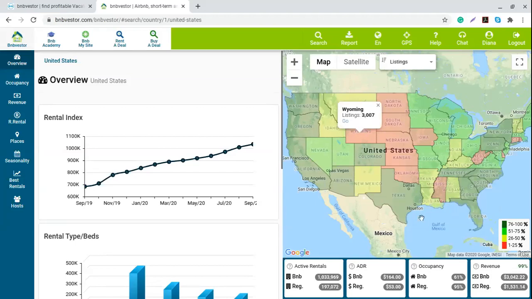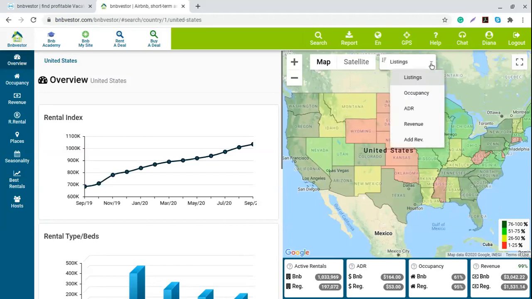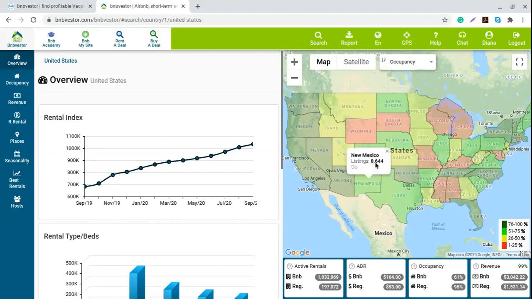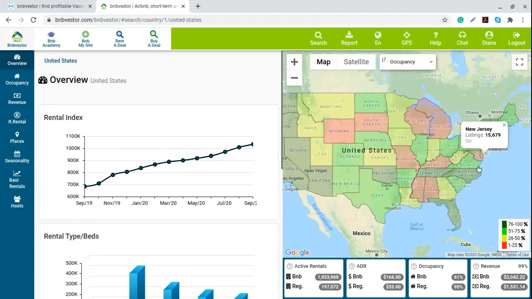You can also organize this map not only by the number of listings. You can open this drop-down list right here at the top and maybe base the definition of the color on the occupancy, which are the areas that have more, and the colors will change. Now I can see that, for example, New Mexico has only this number of listings, but let's see right here, New Jersey has this number of listings.